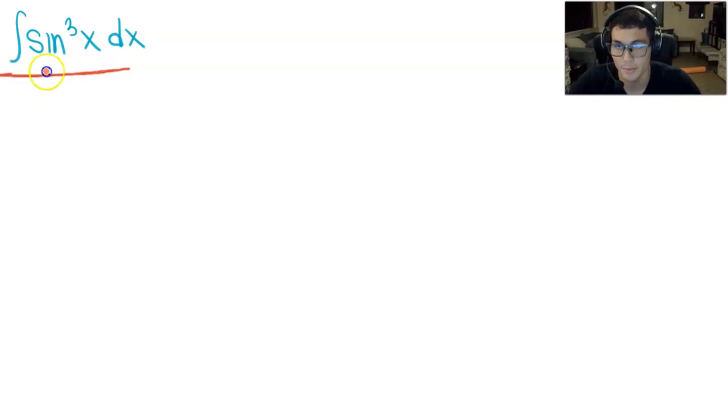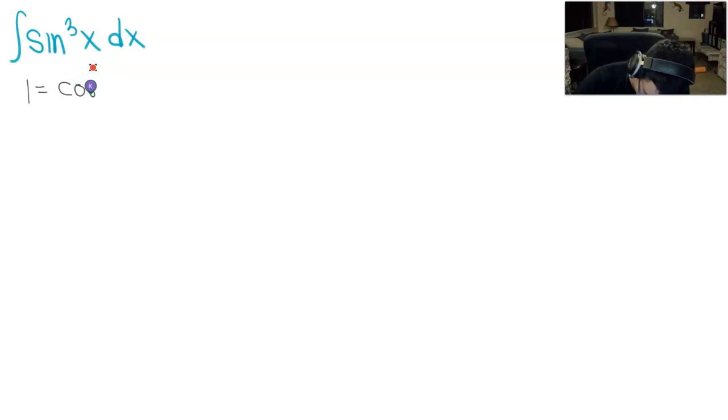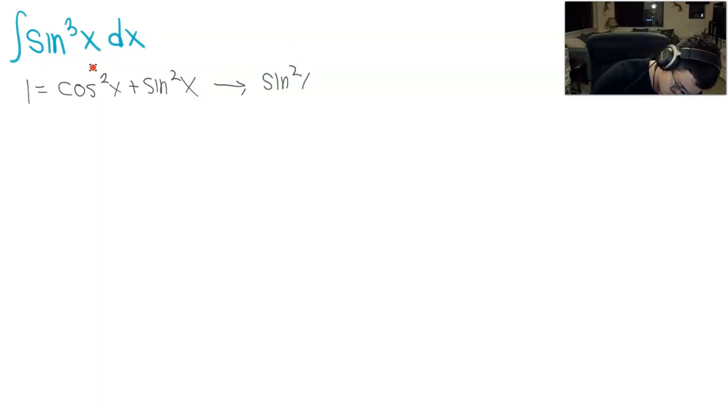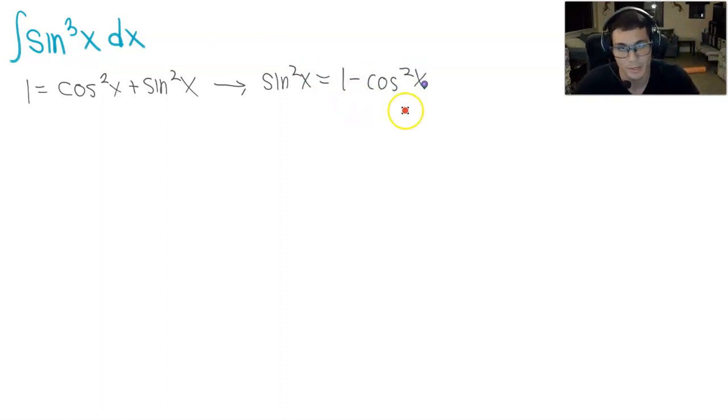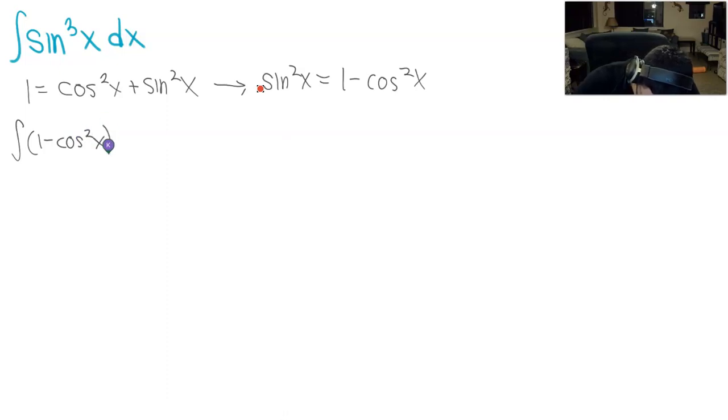So say you're given the task of integrating sine cubed. Okay, well, you can start off by realizing that 1 is equal to cosine squared x plus sine squared x, which isn't that useful right now. But if we write it as sine squared x is equal to 1 minus cosine squared x, well, this is going to be really nice now, because now we can rewrite our integral as the integral of 1 minus cosine squared x times sine x dx.